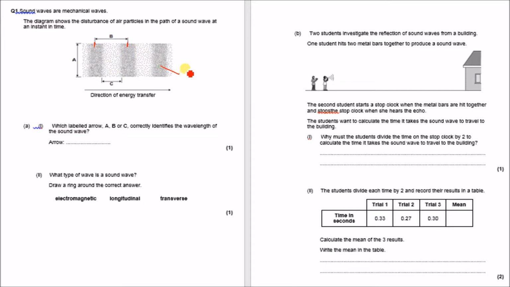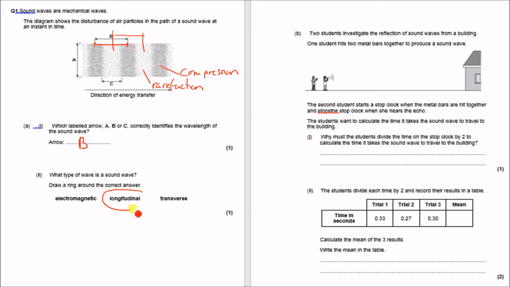So let's just label this. This is called a compression, and the reason for that is because the air particles have compressed together. This part here is called a rarefaction, and what does that mean? It means the air particles have spread apart. So we could go from a rarefaction to a rarefaction, that would be the wavelength, or we could go from a compression to a compression. So we go from the center to the center. So which one is it? It is B.